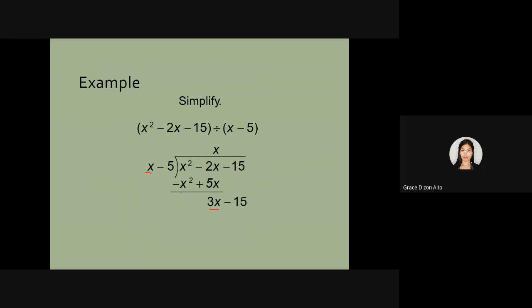So 3x divided by x, we get 3. 3 times x, we have 3x. And 3 times negative 5 is negative 15. So we will just directly change the signs of those answers. So we get negative 3x plus 15. So adding or combining like terms, we get 0. Therefore, the quotient is x plus 3.